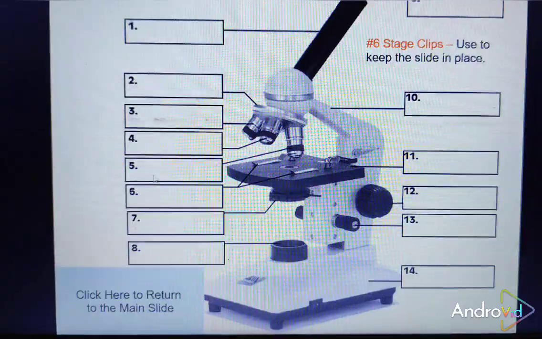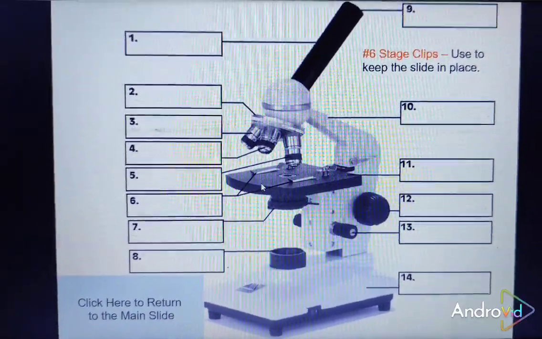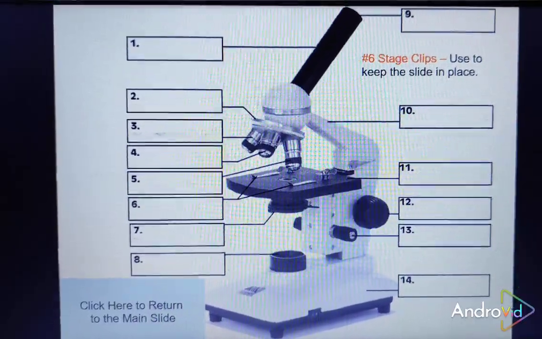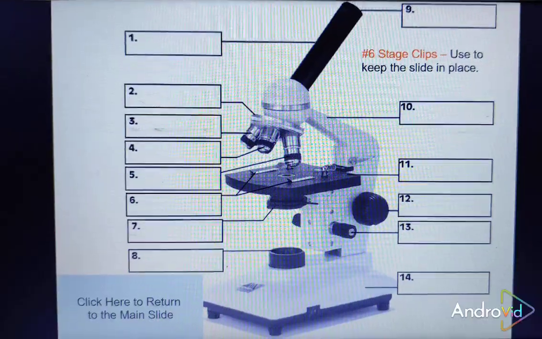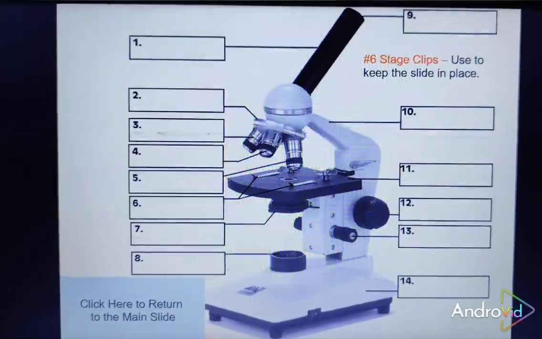Then the sixth part, if you see over here, these are the stage clips. These stage clips are used to keep the slides in proper place. When you have to adjust the slide, you have to place it under this particular stage clip.